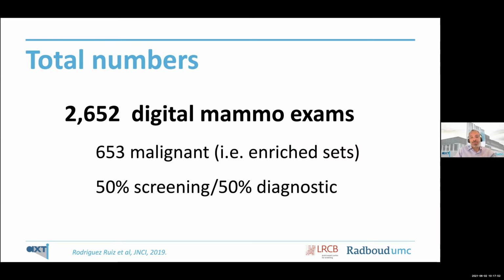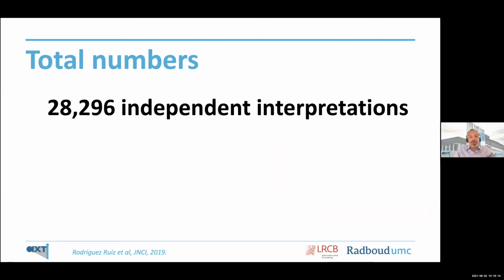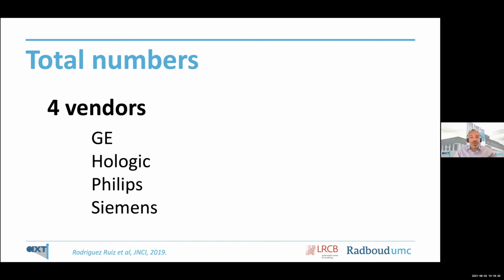We ended up collecting 2,600 mammograms, of which 650 were malignant. So of course, a pretty enriched data set, as is typical for ROC studies. The final number of radiologists we collected across all these case studies was 101, which seems like a good number to stop collecting. Overall, there were over 28,000 independent interpretations. Of course, not all 101 radiologists read all 2,600 mammograms, since they were from different data sets. And the mammograms were acquired from the 4 major mammography vendors. So again, we had quite a bit of variability across data sets.